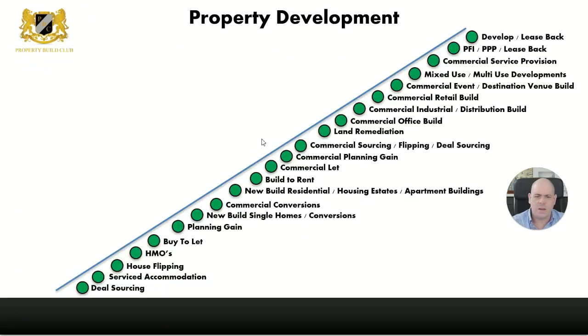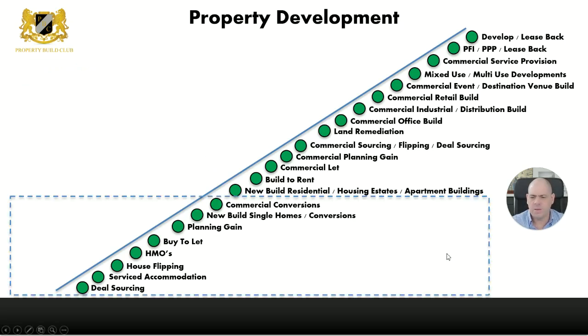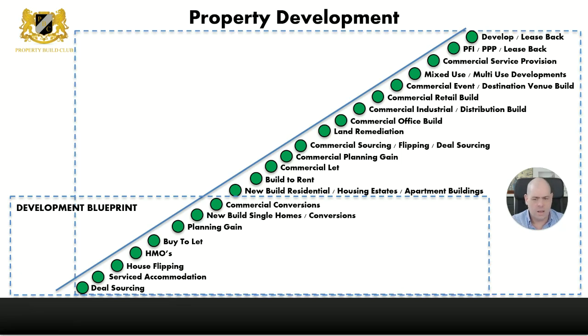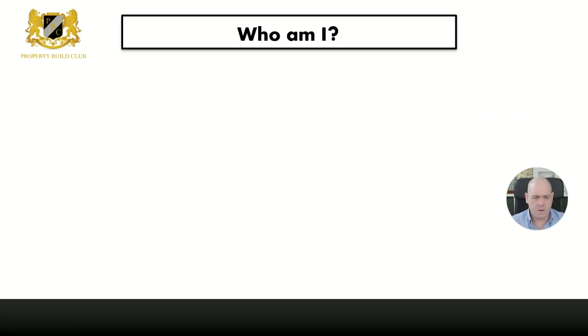So on the next slide, we take all these property developments and look at Development Blueprint, which is our lowest level of paid membership. You will be looking at the areas at the bottom with the smaller deals, from deal sourcing up to commercial conversions. If you're looking at anything else, or the majority of these, then you maybe want Project Mastery or Development Circle as your membership level.